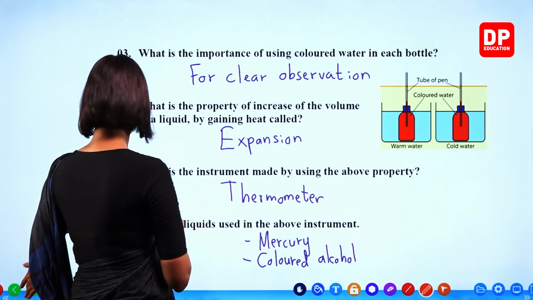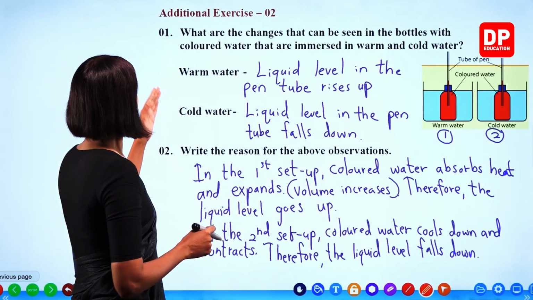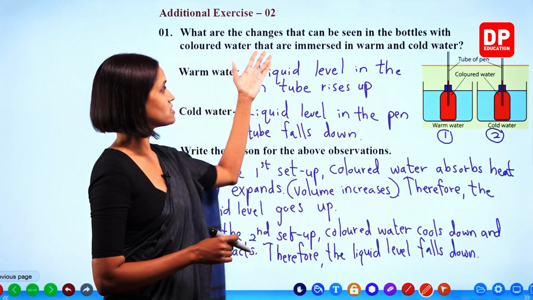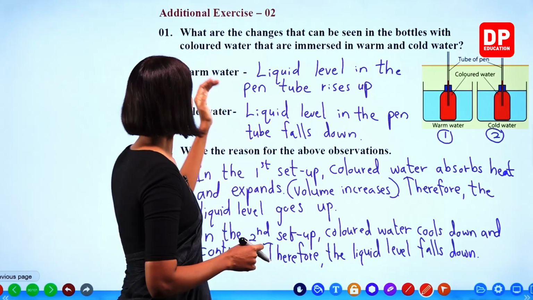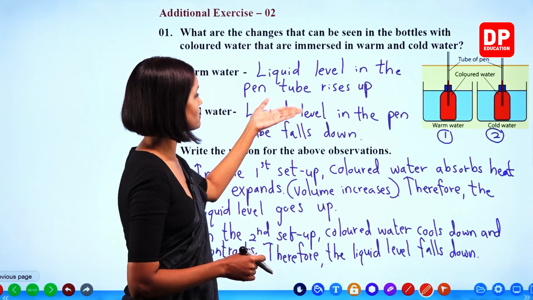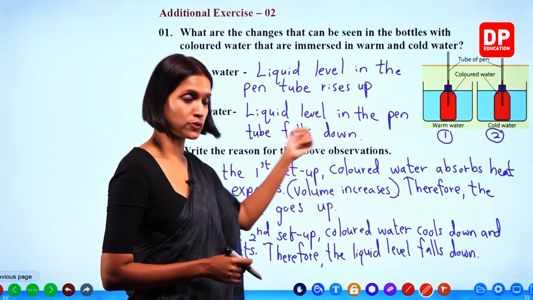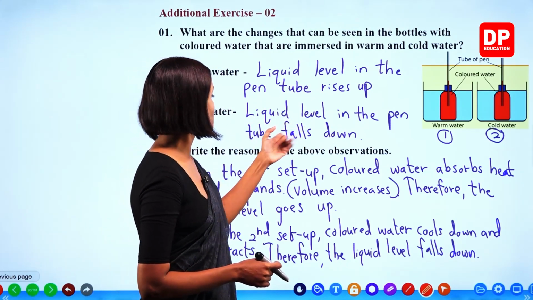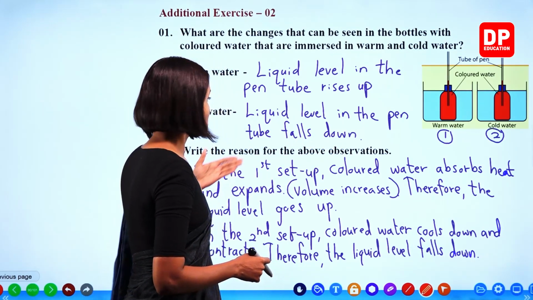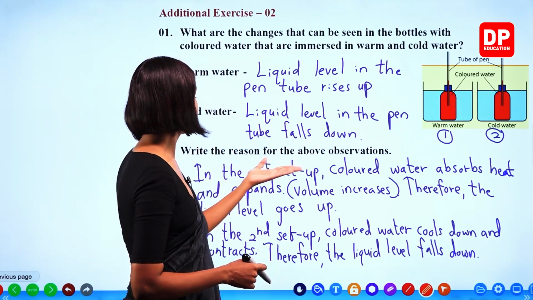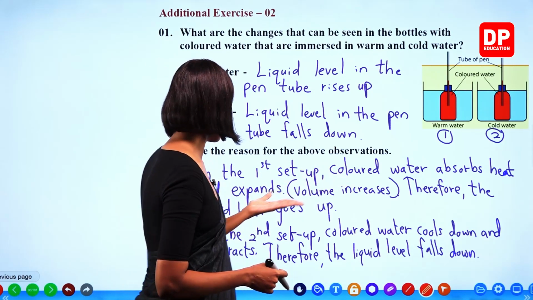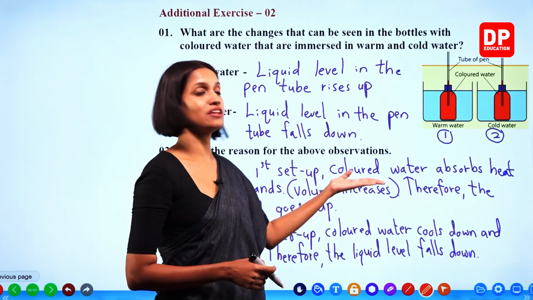Right, children? So what are the changes that can be seen in the bottles with colored water that are immersed in warm and cold water in this setup? In warm water, the liquid level in the pen tube rises up. In the second one, the liquid level in the pen tube falls down. Write the reason for the above observations. In the first setup, colored water absorbs heat and expands. Therefore, the liquid level goes up. In the second setup, colored water cools down and contracts. Therefore, the liquid level falls down.